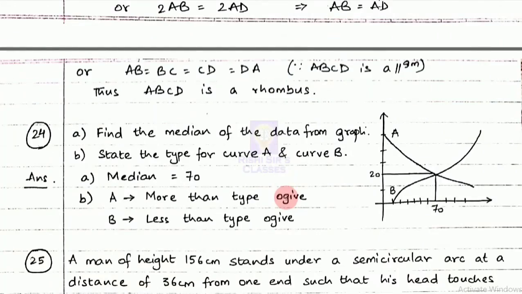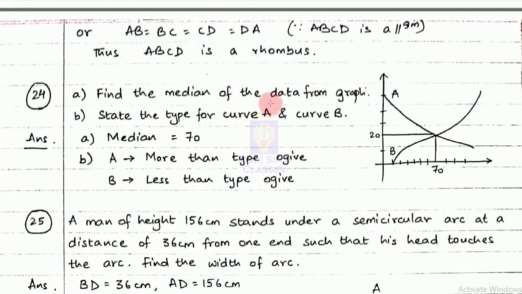Moving on to question number 24. Find the median of the data from the graph. We have been given this graph. First is curve A and second is curve B. And the B part is we need to state the type for curve A and B. We know that whenever the less than type and more than type ogive intersect each other, the point of intersection will give us the median. So we can say the median is 70 and A is more than type ogive and B is less than type ogive.